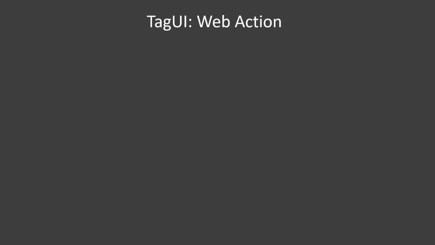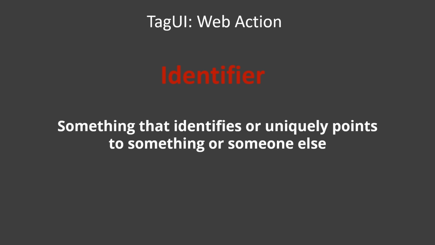In this session, we're going to see web actions, a concept called identifier. Identifier is a very simple concept. By definition, it's something that identifies or uniquely points to something or someone else. The keywords here are identify and unique. If you combine this, uniquely identifying an element on the screen, this is a very useful concept.